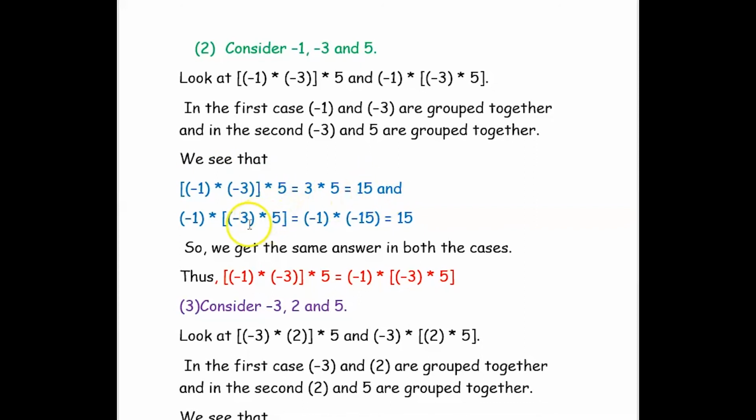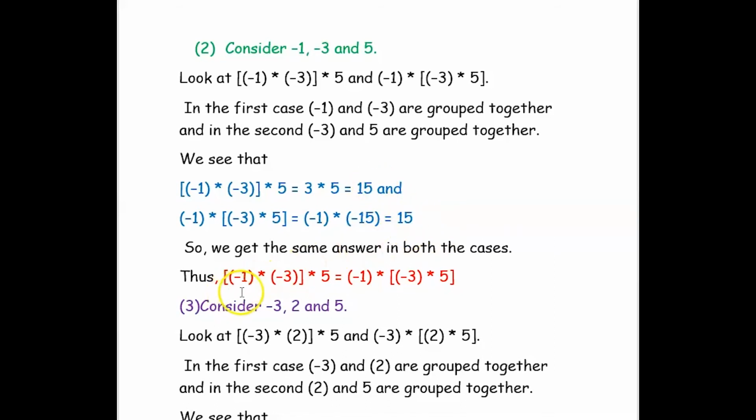Next we are grouping negative 3 and 5. So negative 3 into 5 will be negative 15. So negative 15 into negative 1. Even number of negative integers. So we will get positive result. So plus 15 into 1 is 15. So here answer in both the cases is 15.